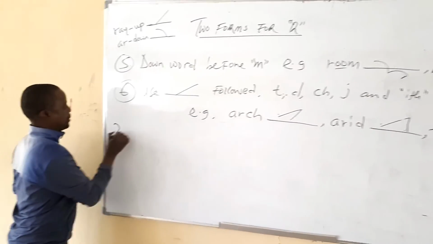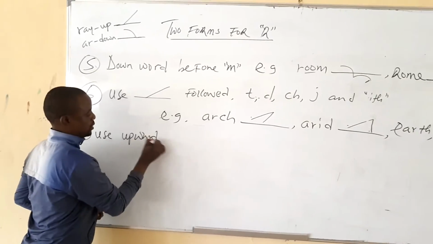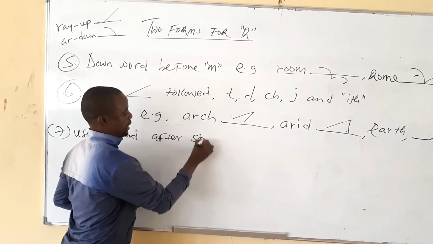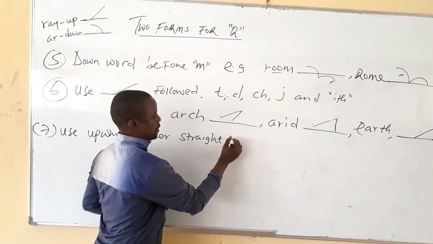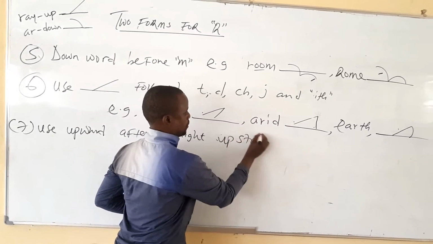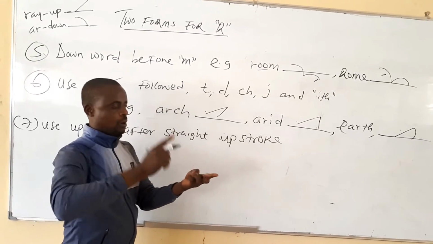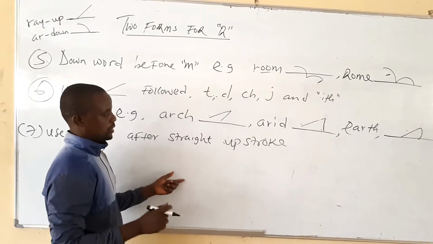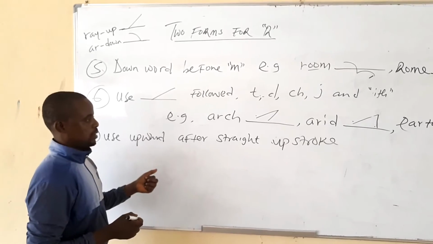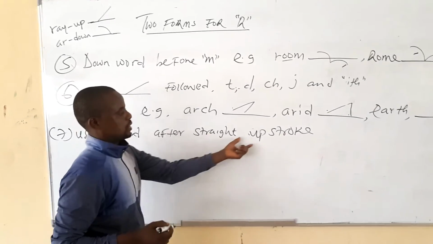Then for instance, number 7: use upward R after a straight stroke, or you can say straight up stroke. Straight up strokes are, maybe, we have re or ye, we have way, all these straight up strokes. So when you are going to use upward R, that is to say, R is followed or after it is a straight up stroke.